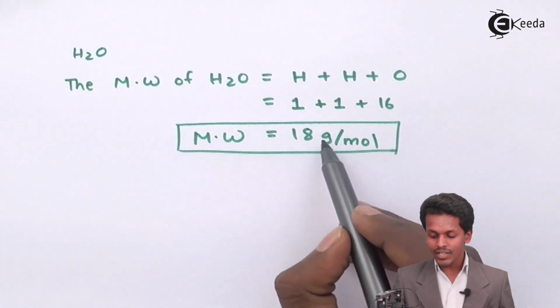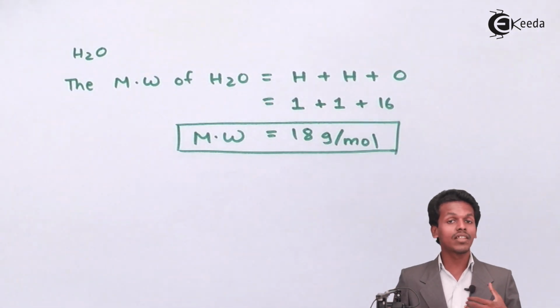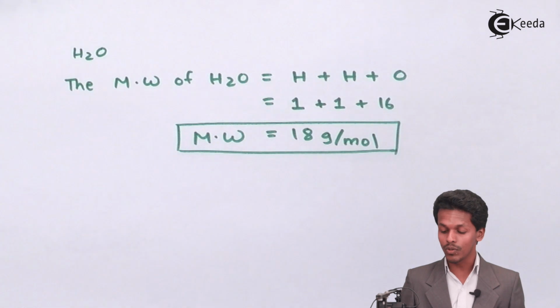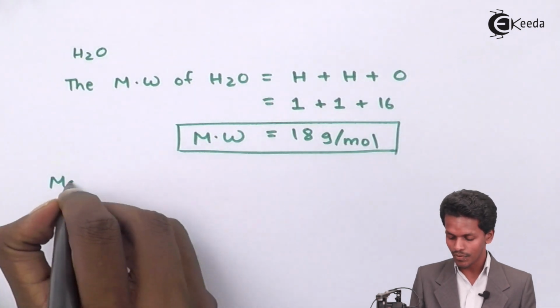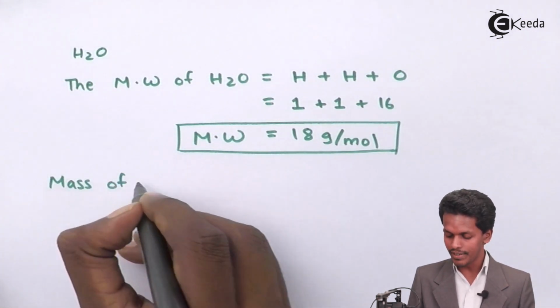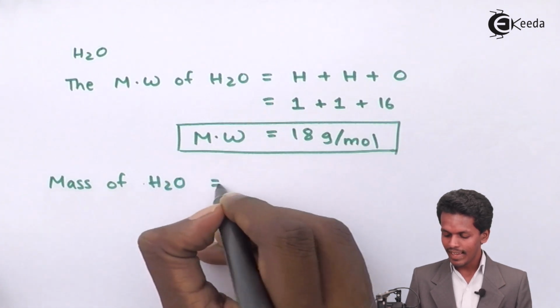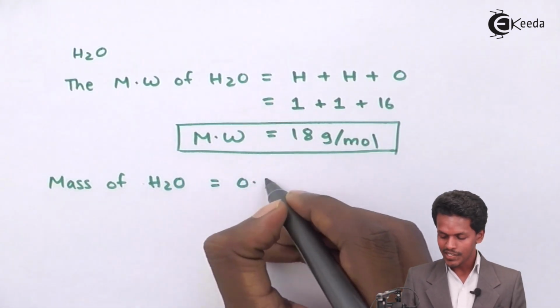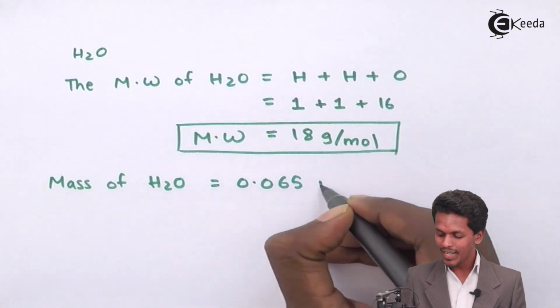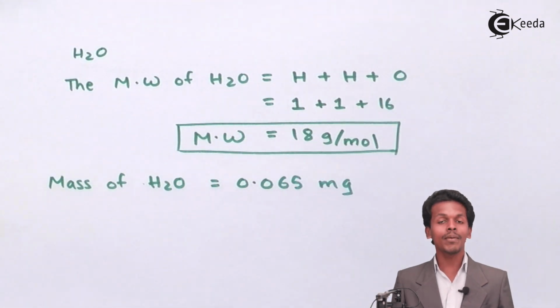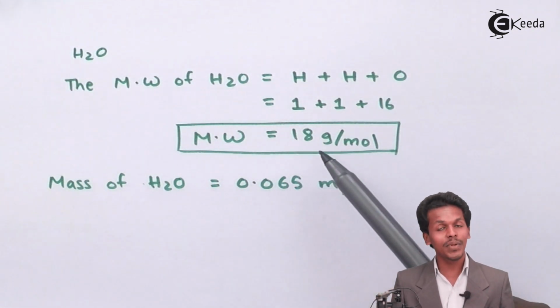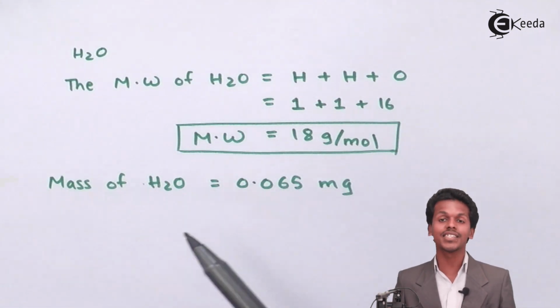But I have mentioned 18 gram per mole, and the mass of water that they have provided to us is 0.065 milligram. So either I have to change this into milligram, or I have to change the mass into gram.